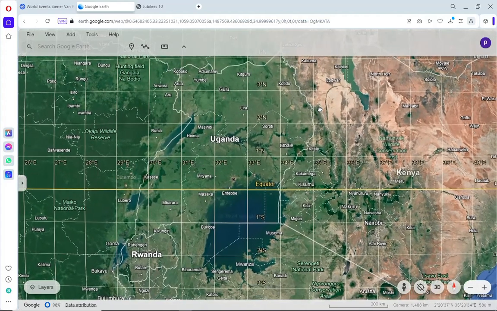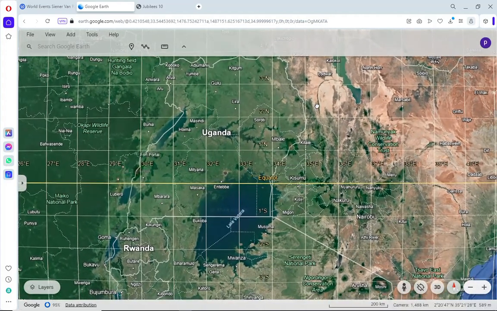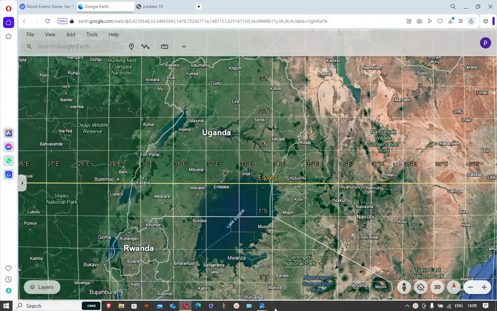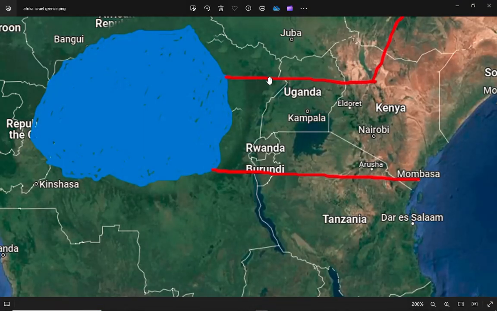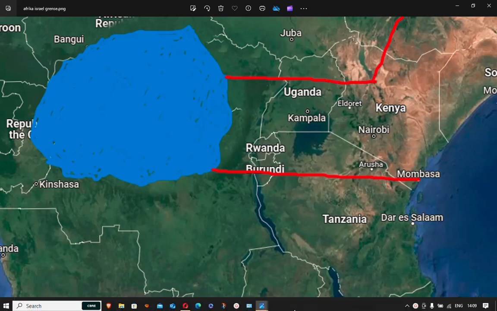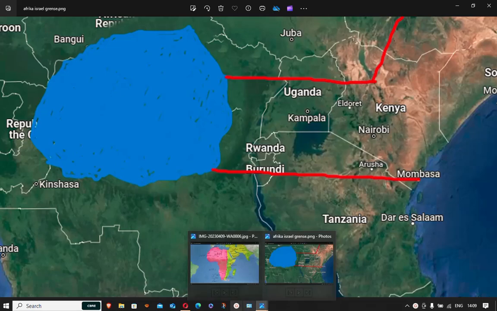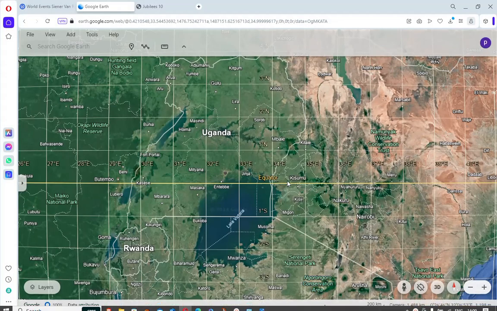And when we look at the northern border of Israel, Numbers 34, I drew a line here to give you an indication where the northern border was. You can see it goes through Uganda, Kenya there. I'll try to show you on Google Earth here.